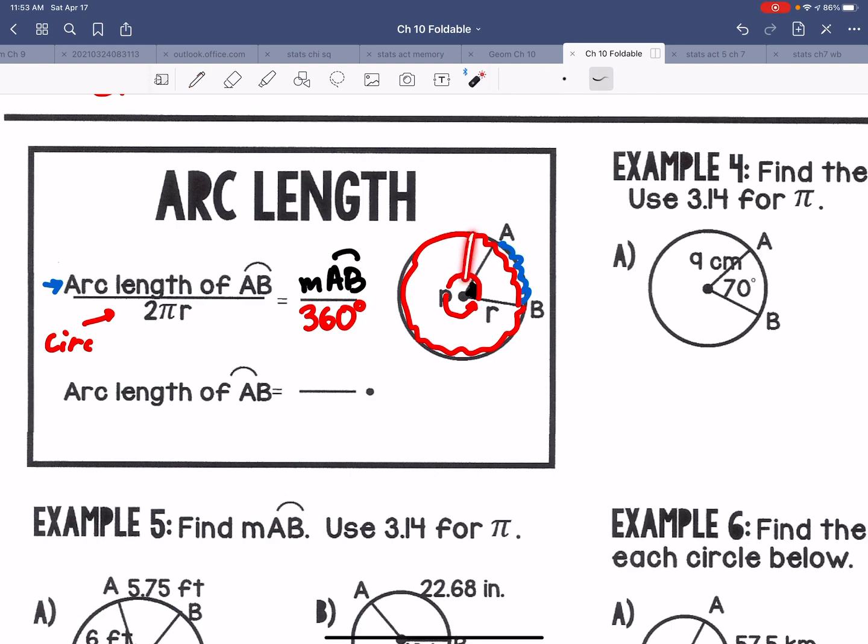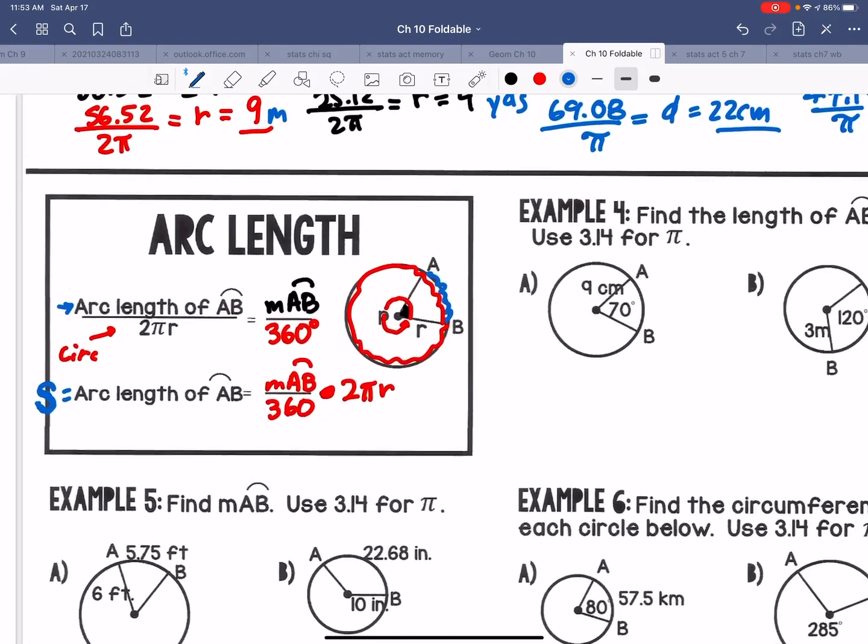For instance, we said in class, if this is a quarter of all the way around, then this has to be a quarter of the circle, or of the circumference. So using this Lynch swap again, I can move this 2 pi r to the top and solve for the arc length. The arc length is the measure of arc AB times 2 pi r. Mathematicians don't like to write that all out, so they use the letter S anytime they're solving for the arc length.